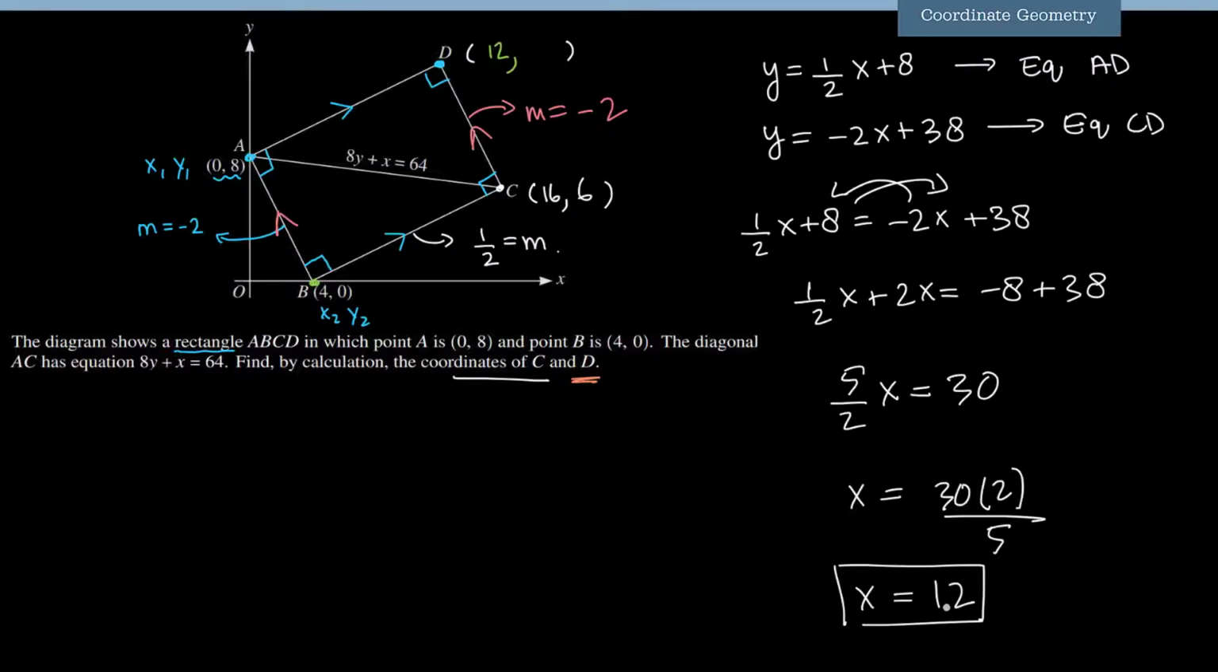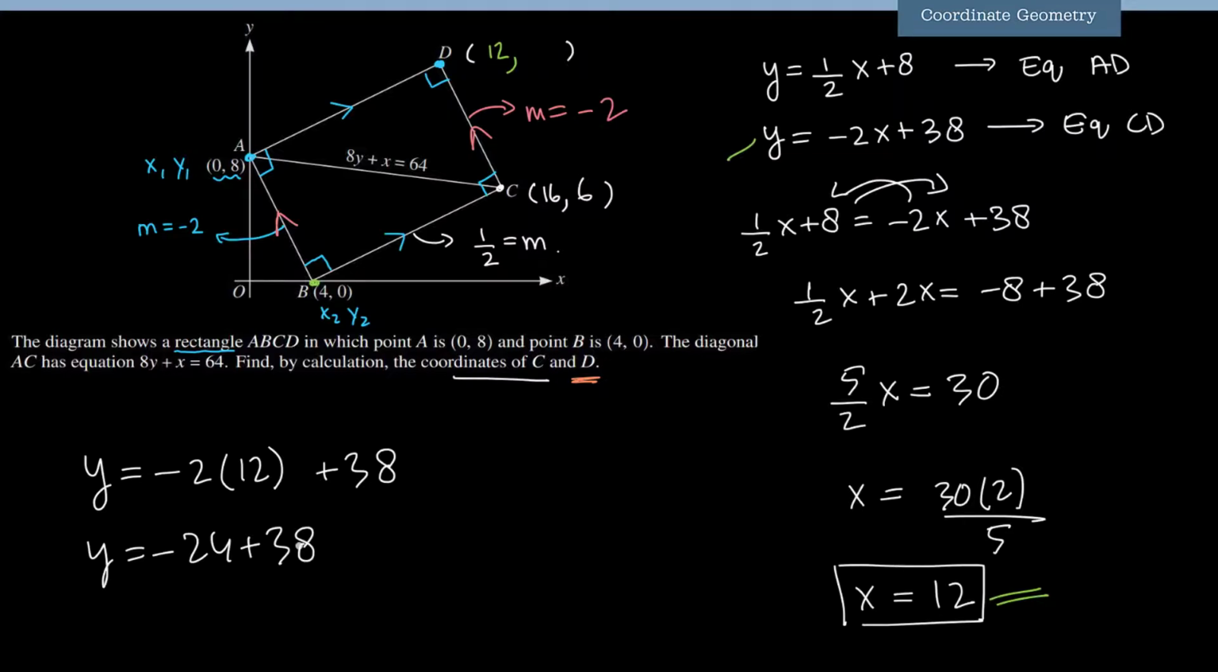And for the corresponding y coordinate, I am going to substitute this 12 into either one of these two equations. Let's just substitute it in this equation. So y would be equal to -2 times 12 plus 38. -2 times 12 is -24. So -24 plus 38, which is equal to 14. So the y coordinate is 14.